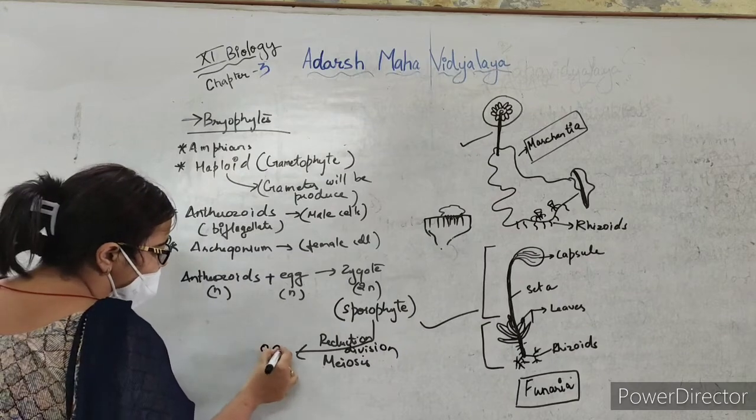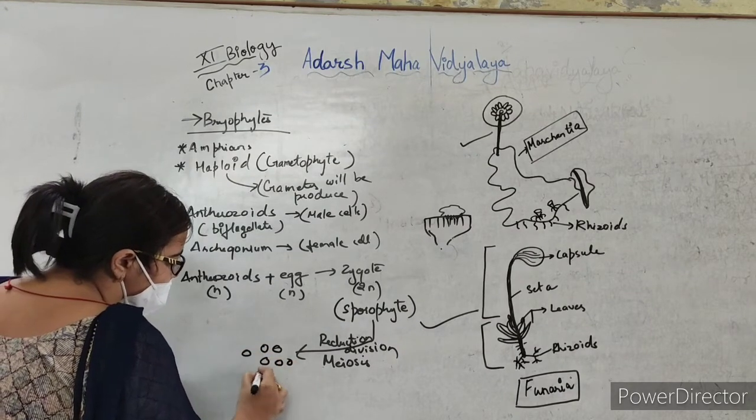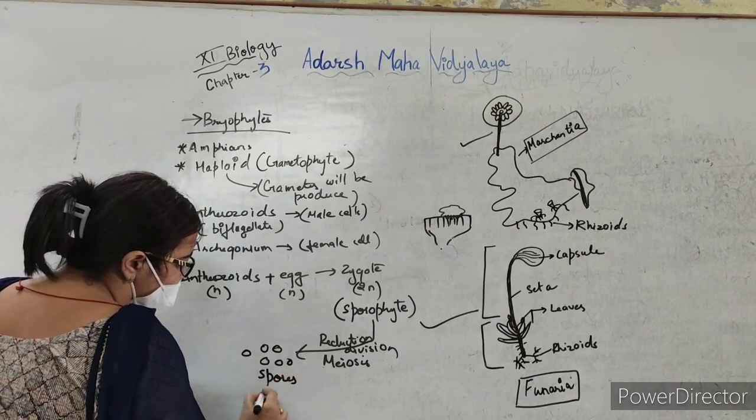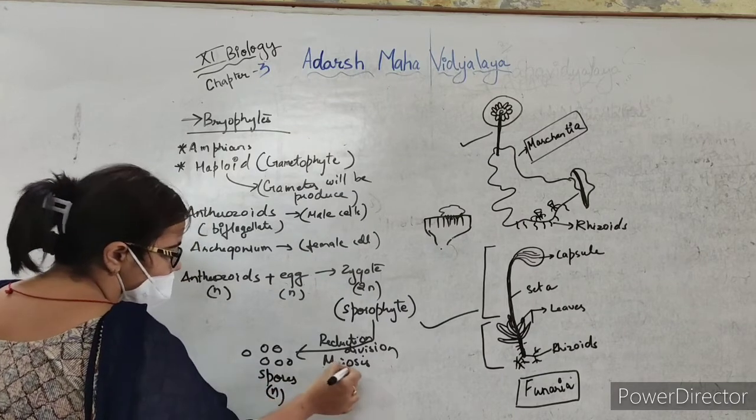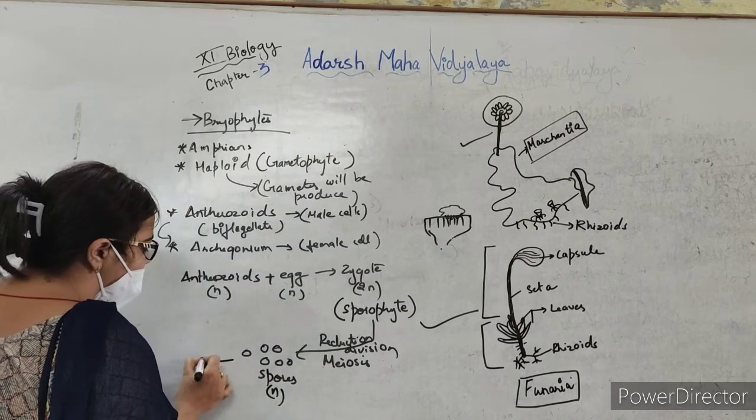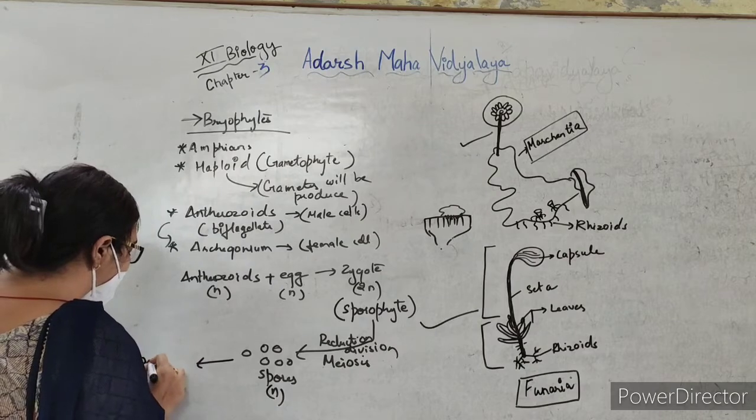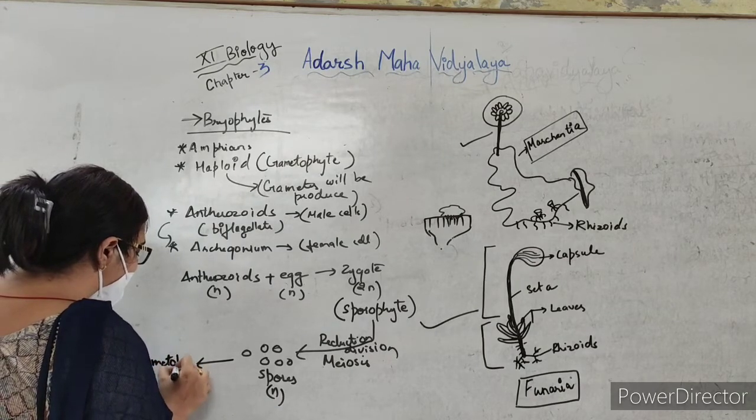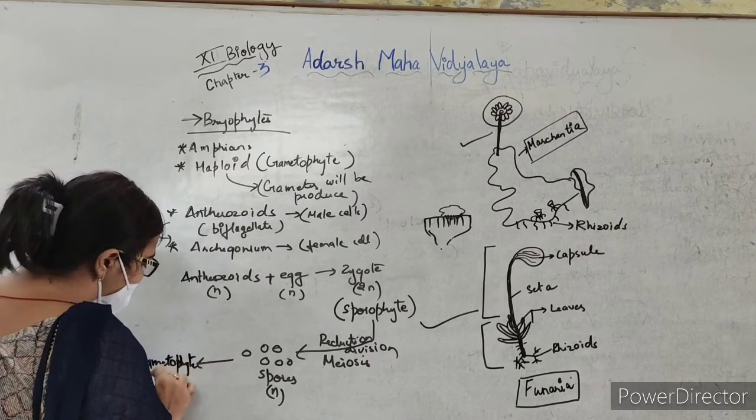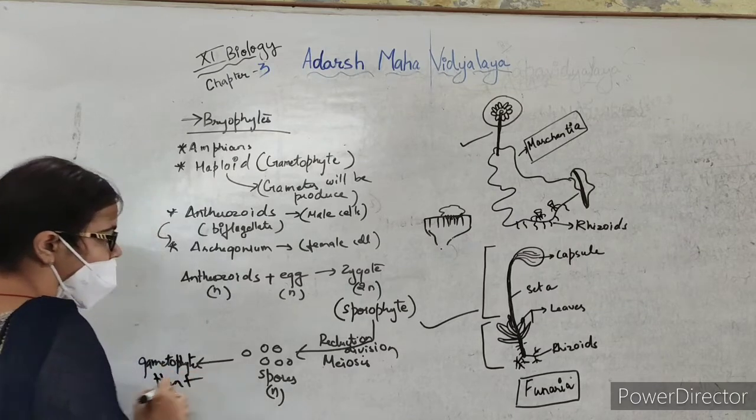And there will be the formation of spores. These are haploid because reduction division occurs, and now they will again form the gametophyte plant body. That is the main plant body of bryophytes.